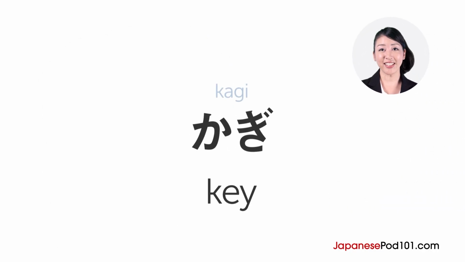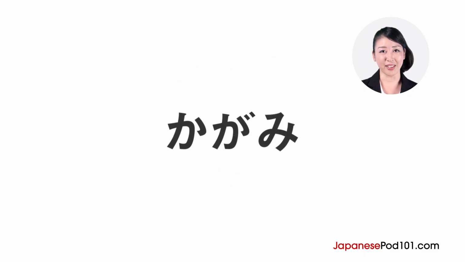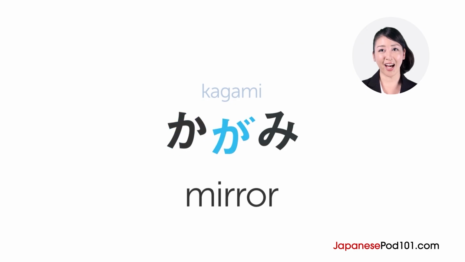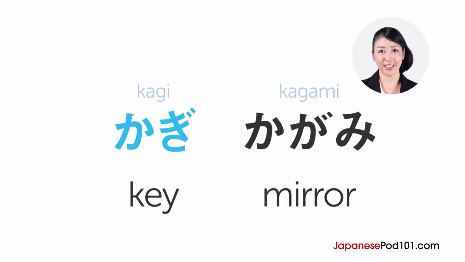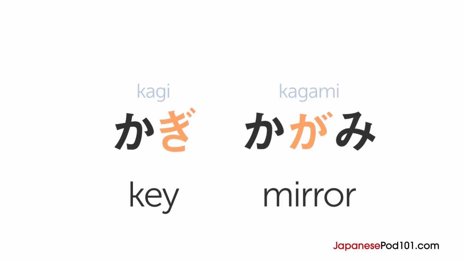Kagi, key. Kagami, mirror. Gi in kagi and ga in kagami are nasal sounds. When you have a g sound such as ga or gi in the middle of a word or at the end of a word, it's sometimes pronounced with this nasal sound.